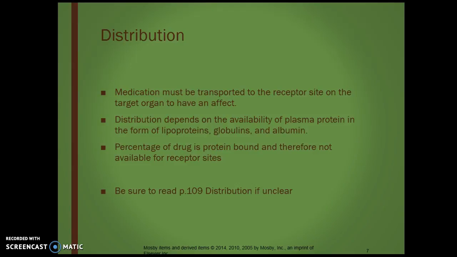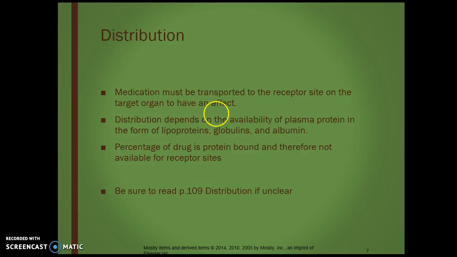Distribution. Medication must be transported to the receptor site on the target organ to have an effect. All medications have to end up on the receptor site in order to do what they're supposed to. Distribution depends on the availability of plasma proteins in the form of lipoproteins, globulins, and albumin. Our elderly patients have a decrease in all of this, so distribution can be an issue. A percentage of the drug is protein bound and therefore not available for receptor sites, and hopefully you learned in pharm that a huge amount of many drugs are protein bound. Once they're bound to that protein, they can't go to the receptor sites. They're already used, there's nothing for them to do. So the available med is what's actually able to go to the receptor site, and that's another concern for distribution.